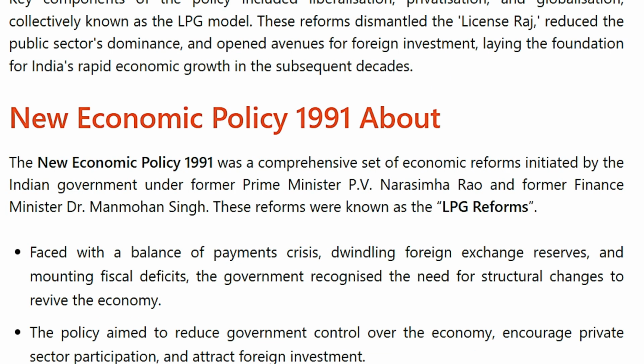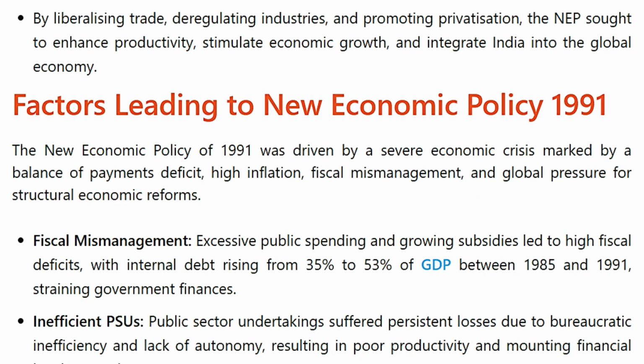Faced with the balance of payments crisis, dwindling foreign exchange reserves, and mounting fiscal deficits, the government recognized the need for structural changes to revive the economy. The policy aimed to reduce government control over the economy, encourage private sector participation, and attract foreign investment. By liberalizing trade, deregulating industries, and promoting privatization, the NEP sought to enhance productivity, stimulate economic growth, and integrate India into the global economy.